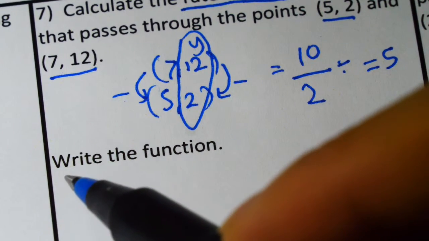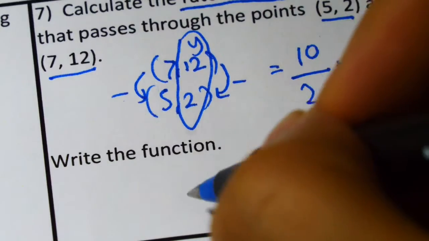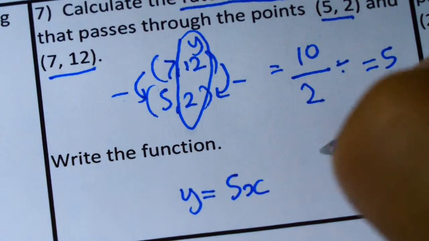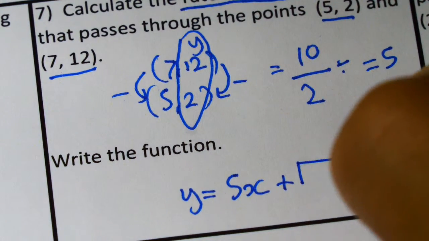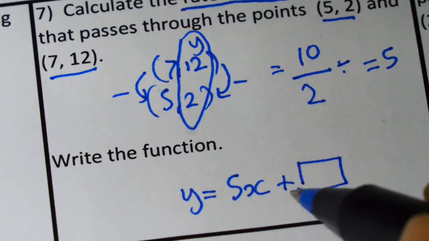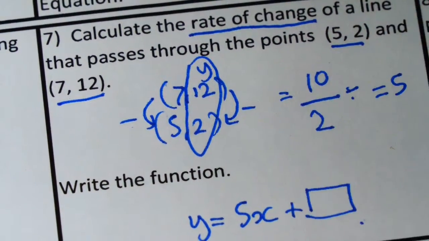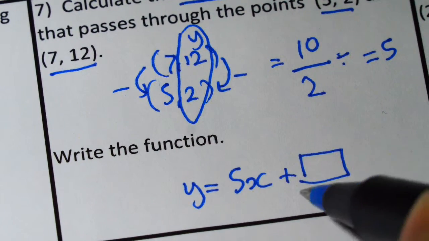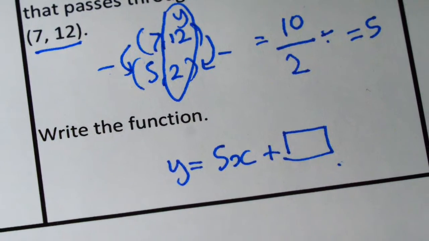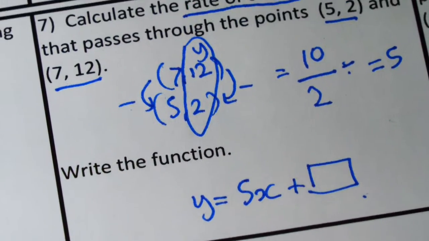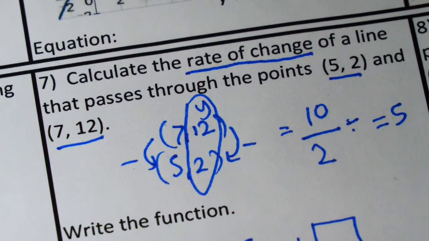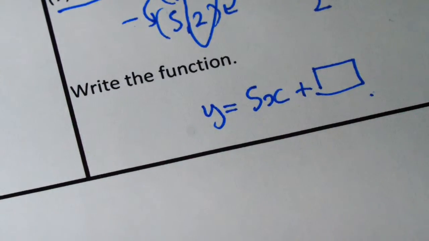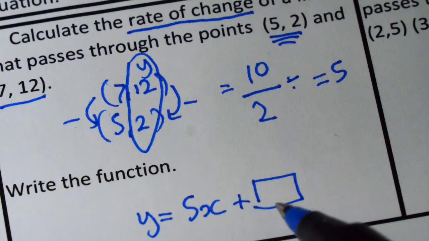Now the question is saying write the function. So we know it's going to be y equals 5x plus something. Now we don't know the y-intercept because there's no graph and the question doesn't tell us the y-intercept. So we don't know what this thing is. So we need to work it out. Okay, how do we do this? We're going to choose one of these points. Let's pick this point, 5, 2. And we have to try and work out what this y-intercept is.